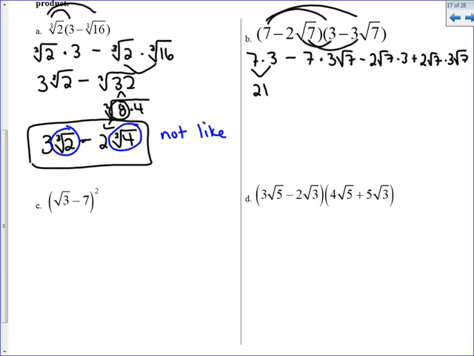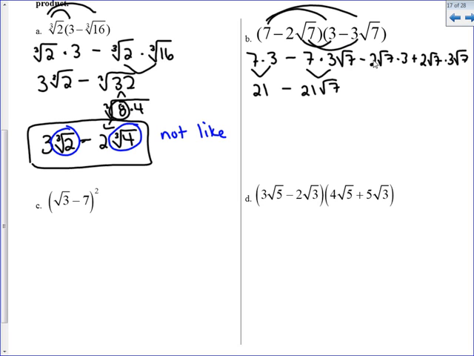Now my next term is minus 7 times 3 square root of 7. What do you think gets multiplied together in this second term here? The 7 and the 3. So they don't have a square root, so they can get multiplied together. If they don't have a square root, we can multiply them together. So I have minus 21 square root of 7.